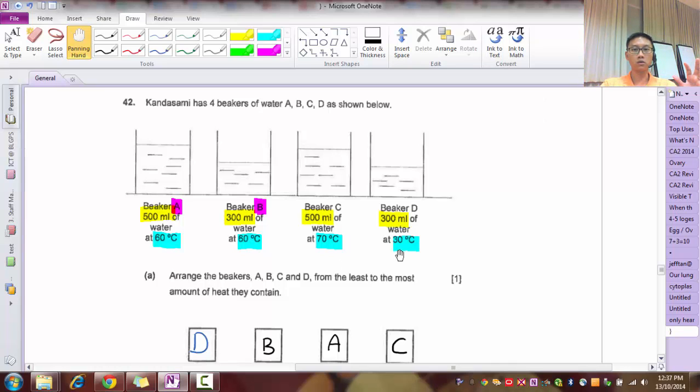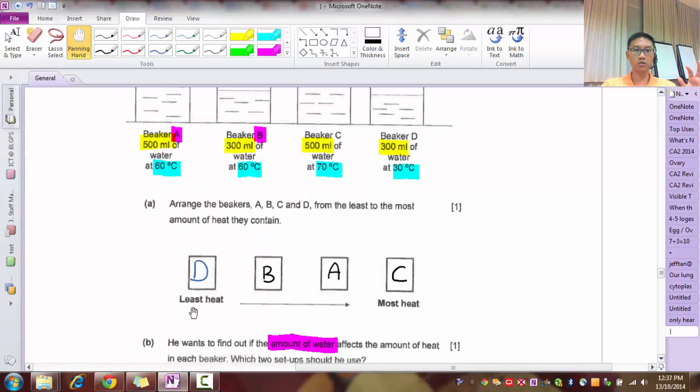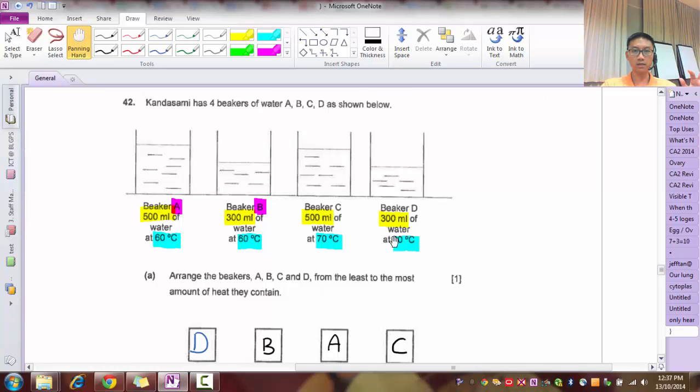Okay, so then I want to find out which one has the least amount of heat. Basically it will be D, because it has the lowest temperature, least amount of heat, and the least amount of water at the same time. Okay, the one with the most amount of heat will be this at 70 degrees, and because it has 500 ml, the most amount of water, the most amount of temperature. So this C has the most amount of heat.